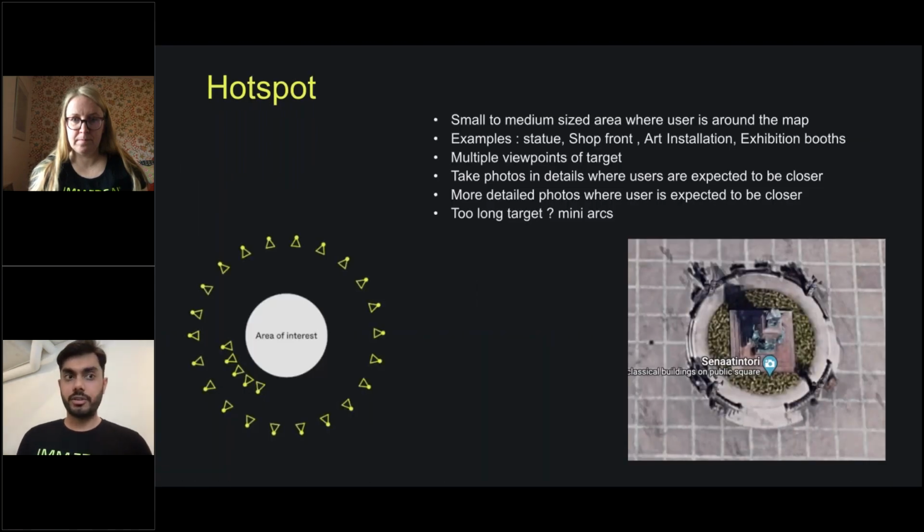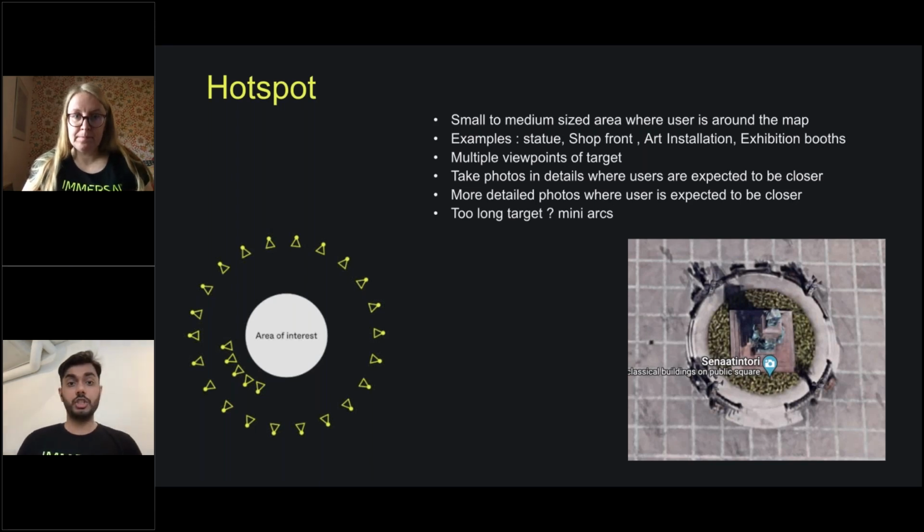So there are different types of environments where you create maps, and we will go through them today. First of all, the most commonly used is the hotspot. This is a small to medium-sized area where your user is around the map, like you can see that area in front of you and you can move around it. That is called a hotspot. Examples are a statue, shop fronts, maybe art installations, and exhibition booths.